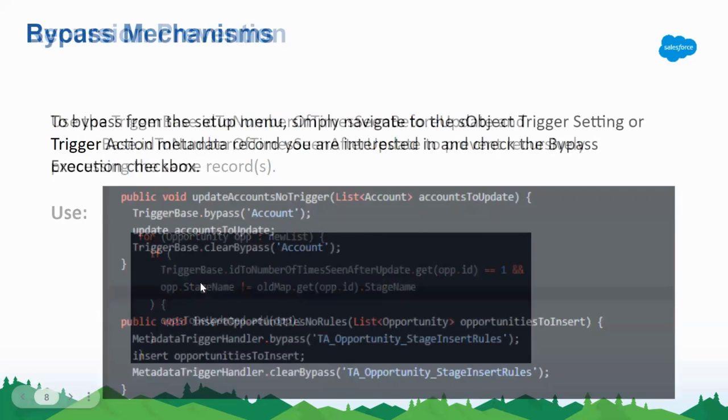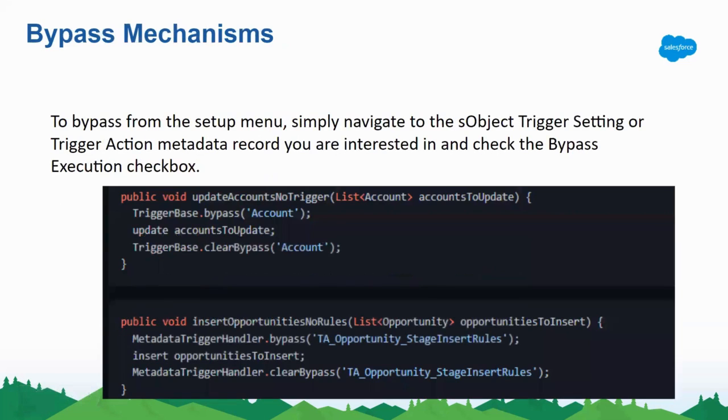So and the bypass, we already reviewed the bypass technique via metadata type record, but the trigger framework also offers a bypass mechanism via code. So if we wanted to bypass the whole object level, we wanted to bypass the logic, we have a trigger based class where we have a method to bypass on the object level.